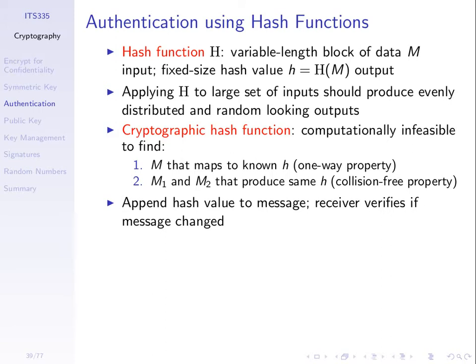And the hash value should be random looking. So there should be no structure in the hash value. If I hash a message, the output hash value shouldn't look like it depends upon the message content. So hash one message, I get one hash value. Hash a slightly different message, I should get a different hash value. Hash the same message again, I get the same hash value. Okay, it's a function here.